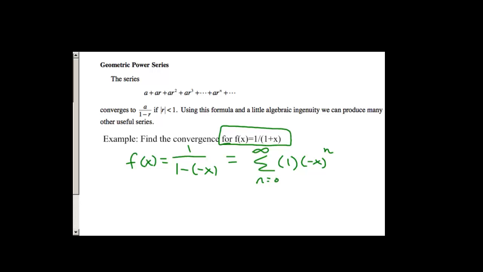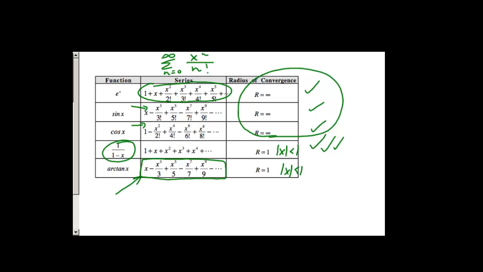And so the question is, find the convergence. Well, we know that the convergence would be that negative x, absolute value, must be less than 1. So x, therefore, is between 1 and negative 1. And it has a radius of convergence of 1. So what we're starting to do is look for patterns in other functions that we can fit into our known functions. So in other words, we're trying to fit them into these known functions here.